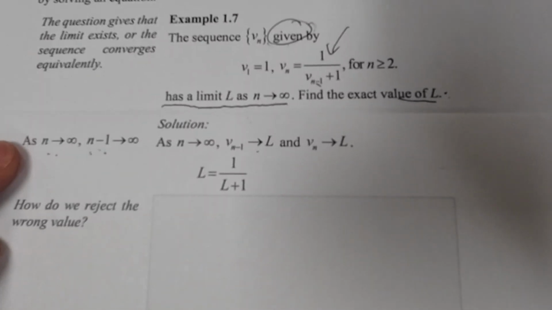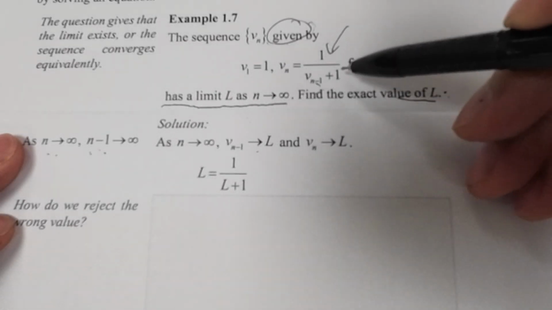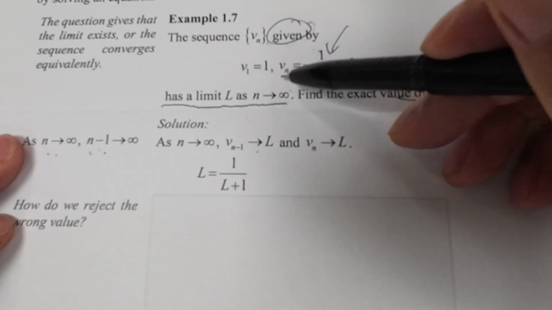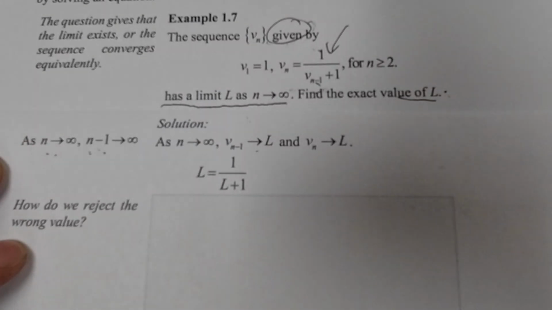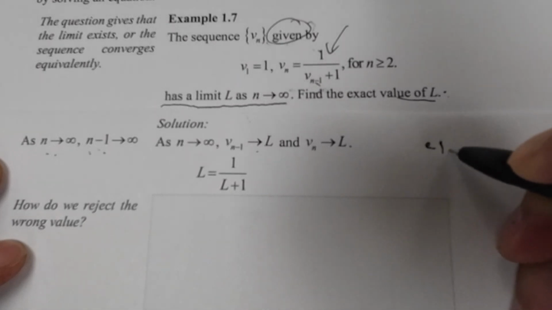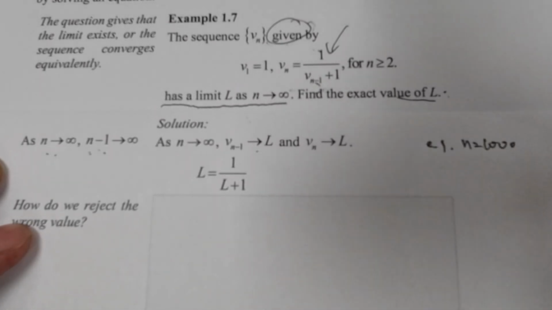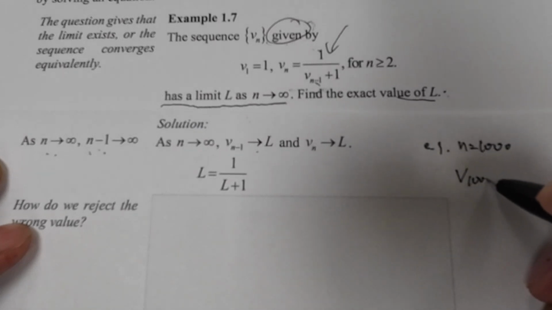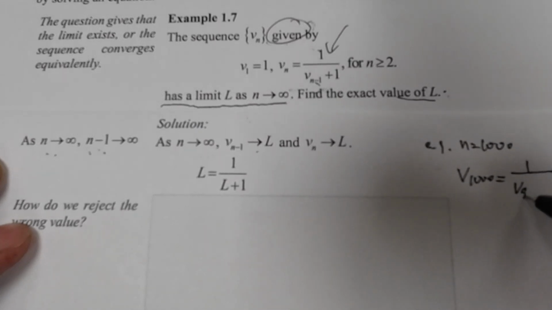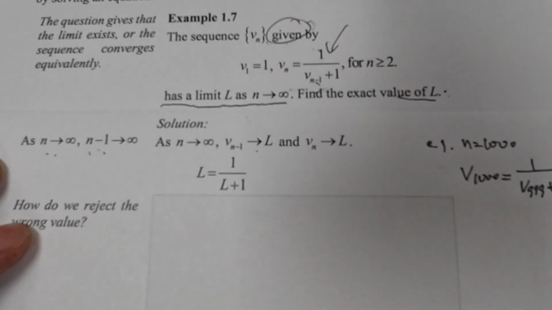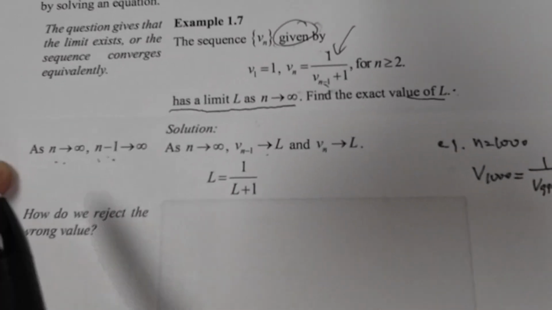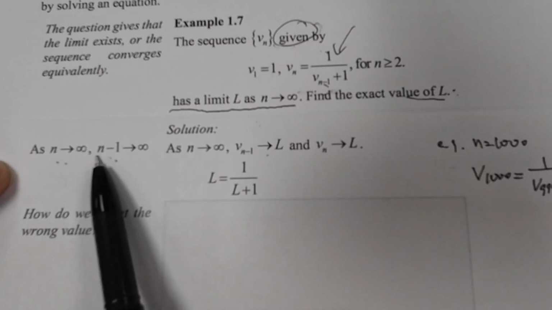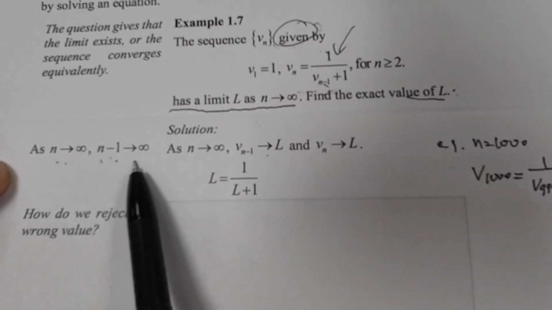The important concept here is that the recurrence relation given in the question will hold no matter what the value of n is. For example, even if n equals 10,000, the recurrence relation v_10000 equals 1 over v_9999 plus 1 will still hold. Why is it important to understand this fact? Because as n goes to infinity, n minus 1 will also go to infinity at the same time.